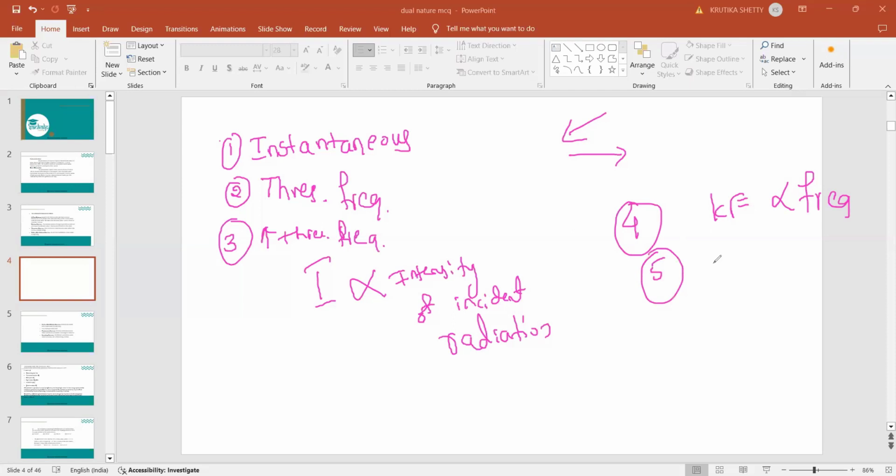The fifth and last point: the photoelectric current becomes zero at a particular negative potential. We apply a potential to the metal surface, and for that negative potential, the photoelectric current becomes zero. That negative potential is called the stopping potential. These are the five points regarding the experimental study of the photoelectric effect.